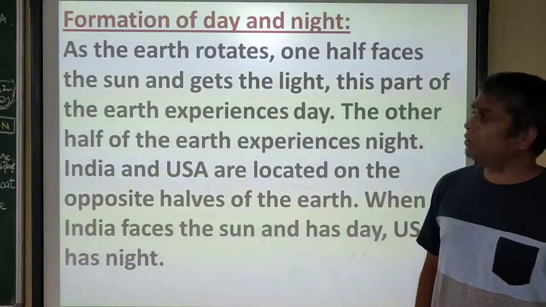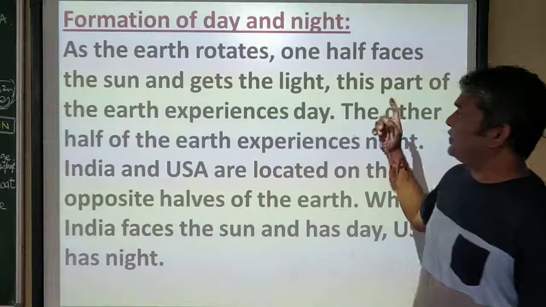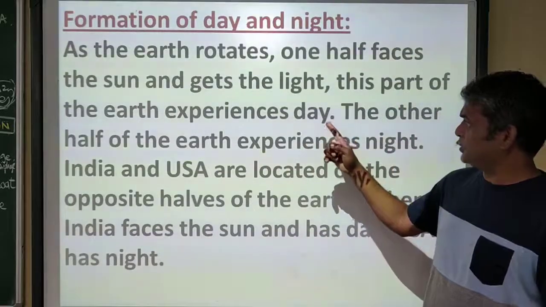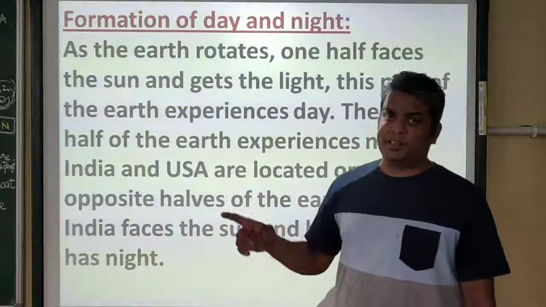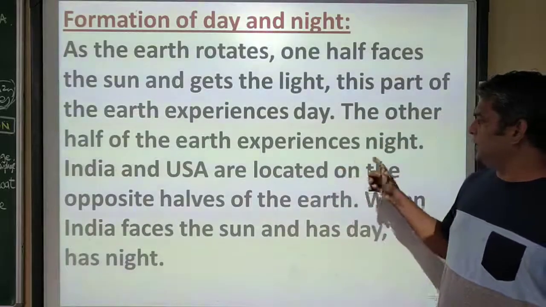Then, formation of day and night. As the Earth rotates, one half faces the Sun. Okay, as it keeps turning, one half faces the Sun and gets the light. This part of the Earth experiences day. Okay, the other half of the Earth experiences night.